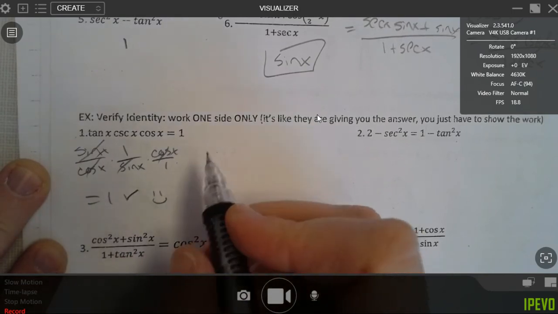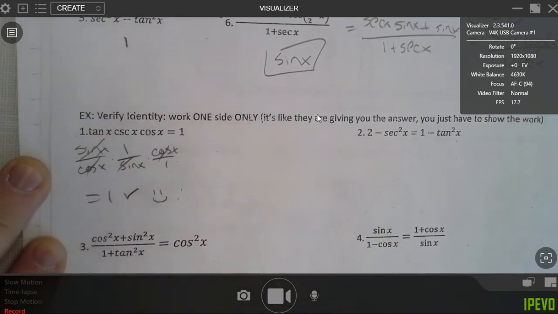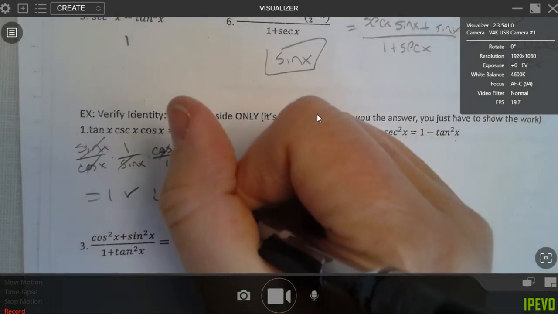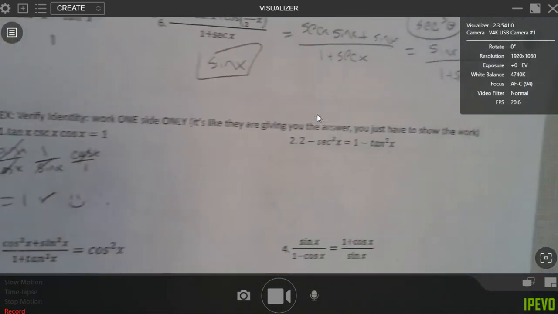Sometimes I put a smiley face. Mathematically, they put 3 dots at the end to say that we're done with the proof. I kind of like a smiley face or a check mark. Makes me feel good about myself.